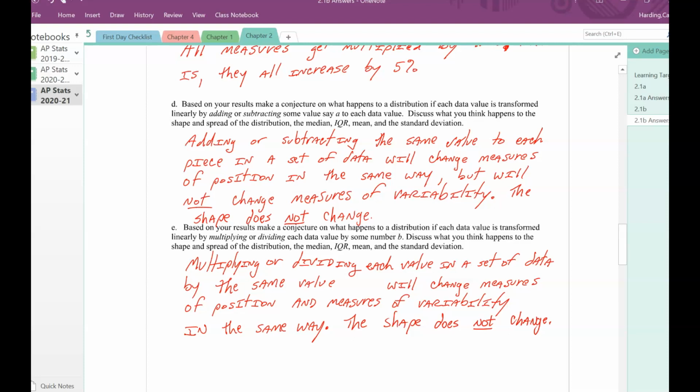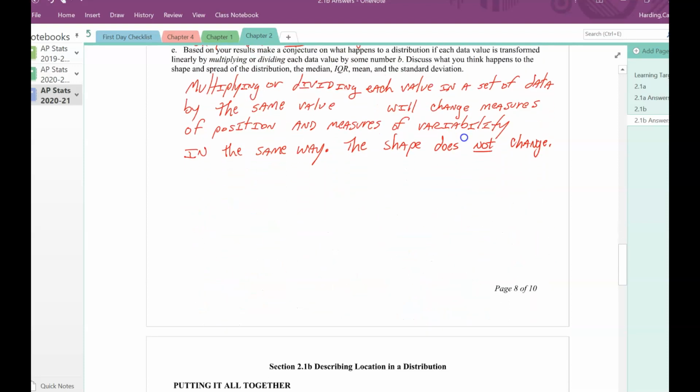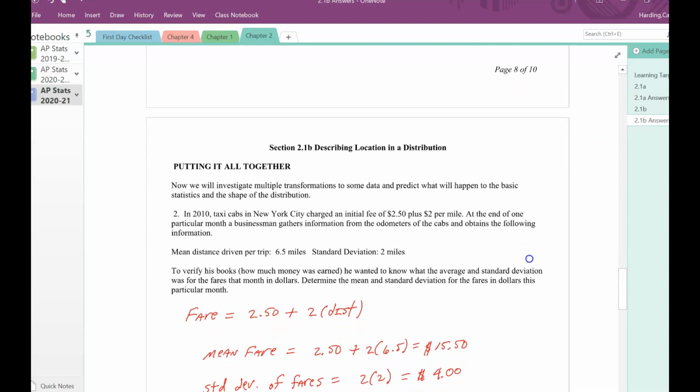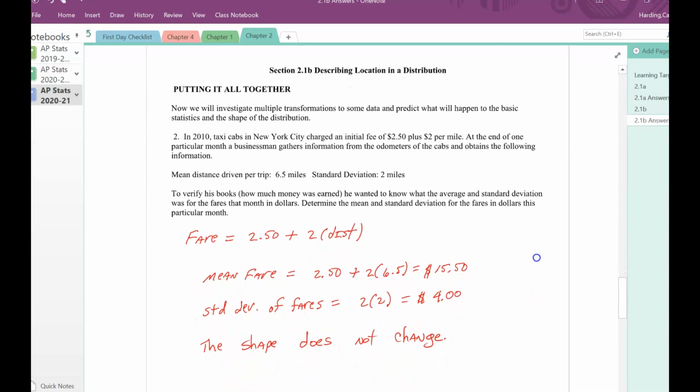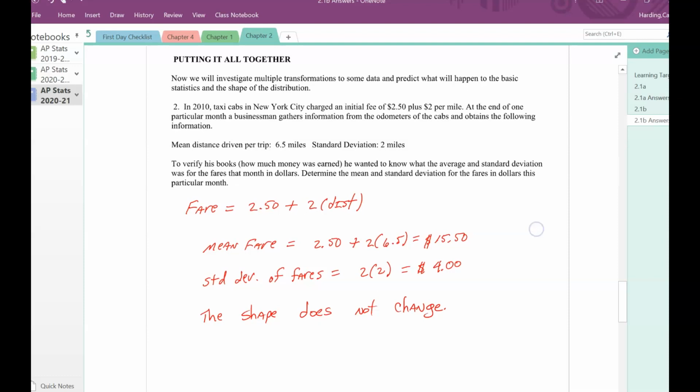Okay, so then let's take a look here at what we were discussing earlier. These linear transformations and how they can affect measures of position and measures of spread. So in here, it says in 2010, taxi cabs in New York City charged an initial fee of $2.50 plus $2 per mile. At the end of one particular month, a businessman gathers information from the odometers of the cabs and obtains the following information.